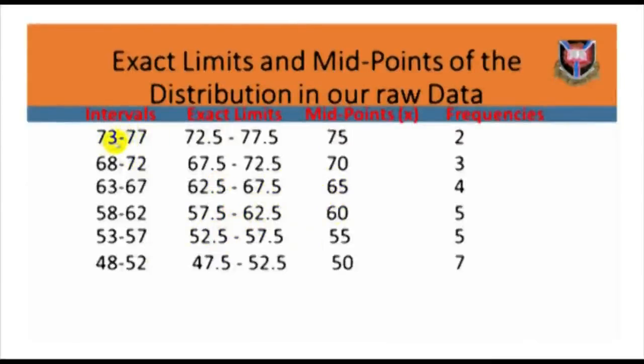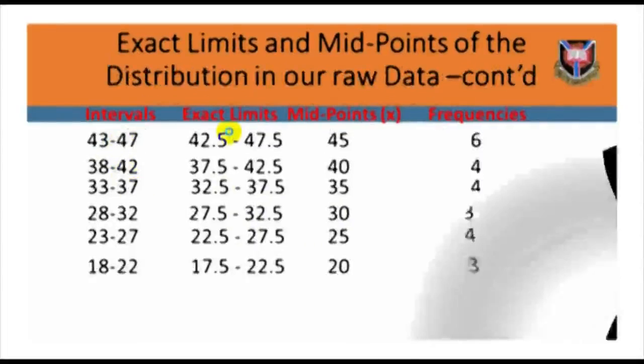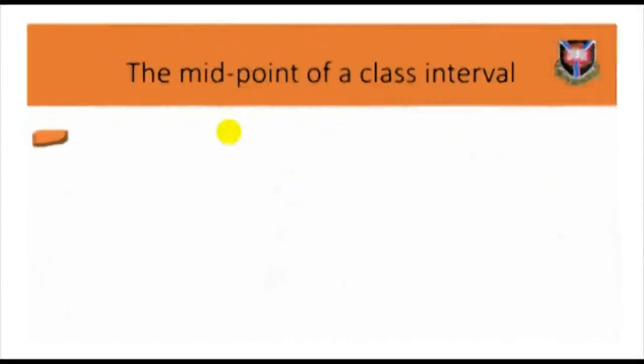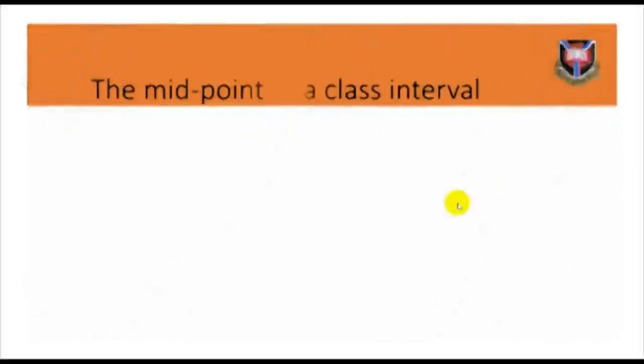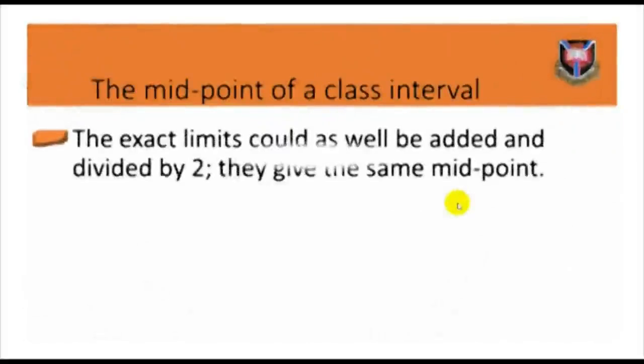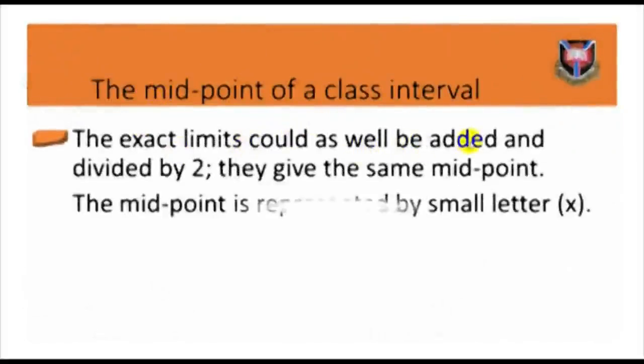The midpoint of a class interval is the most central score in the interval. This is calculated easily by adding the lower and upper limits of each interval and dividing the sum by 2. The exact limits could as well be added and divided by 2. They give the same midpoint. The midpoint is represented by small letter x.